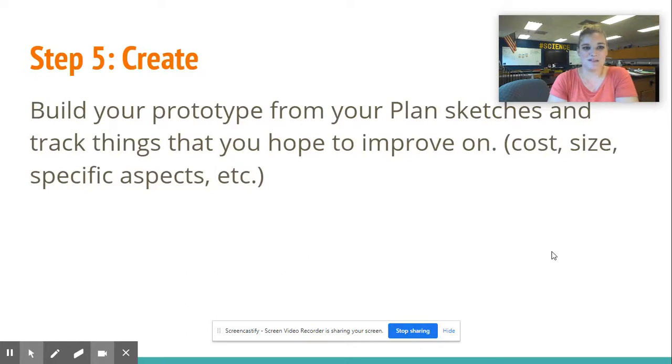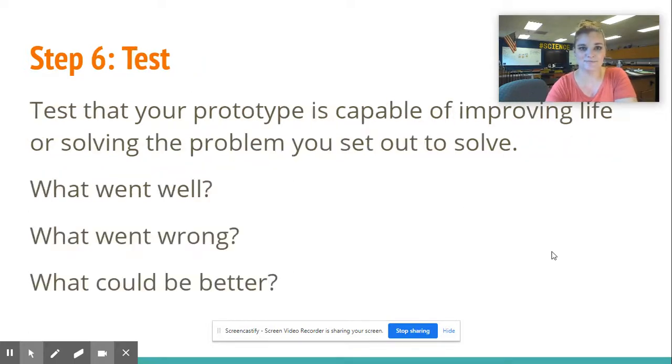So the next step is to create. You're going to actually build a prototype from your sketches, and you want to track things as you're building that you hope to improve on. So that might be a cost or size, or maybe there's got to be a simpler way to attach a piece here, or maybe you did some steps in reverse and you need to really flip-flop them the next time. You're going to track all of those so that when you go through the next iteration, you already have an idea of what can be improved.